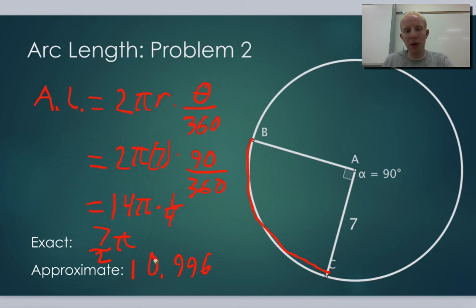So that's the two formulas we want to know: how to find the circumference and how to find the arc length. Hopefully that made sense.